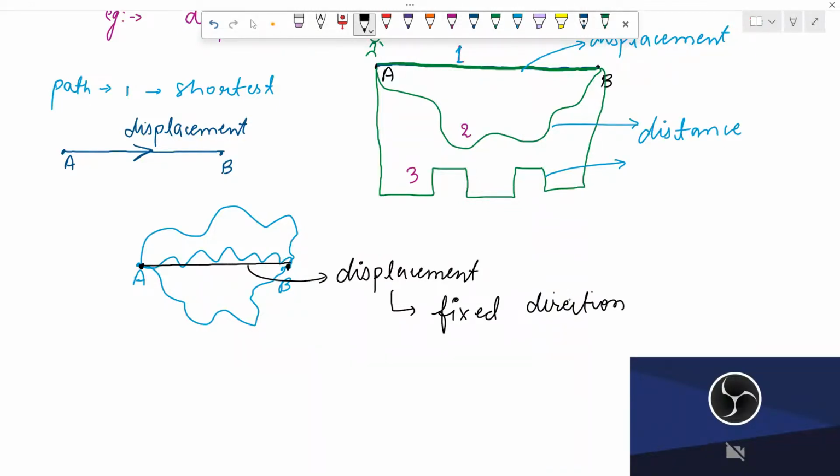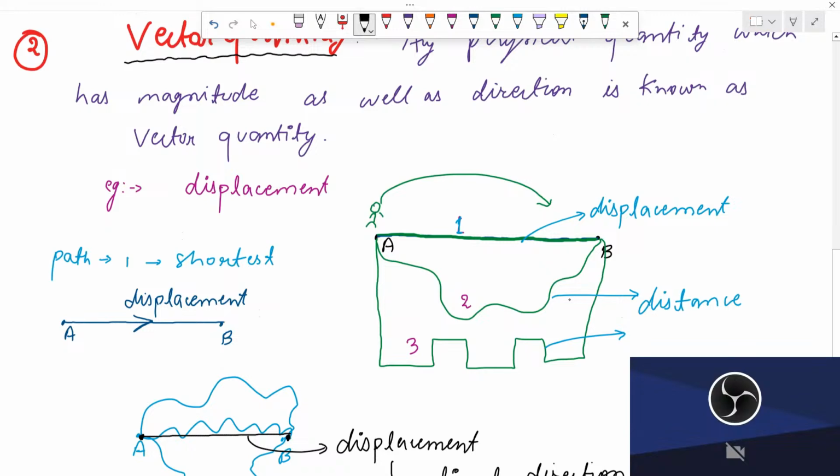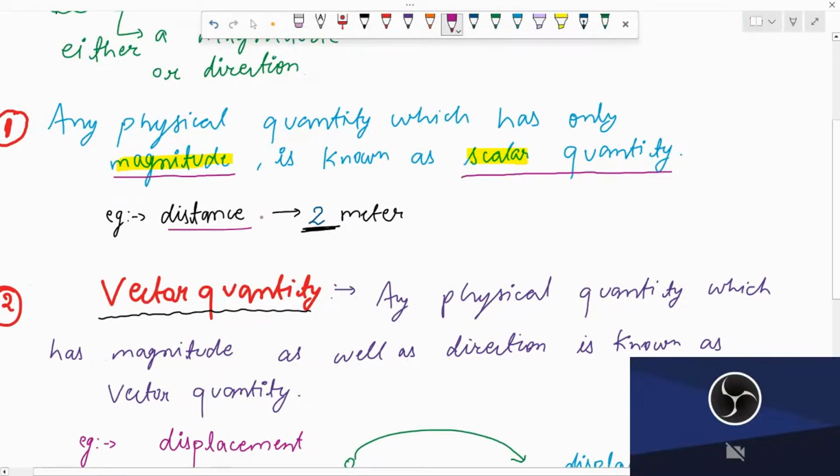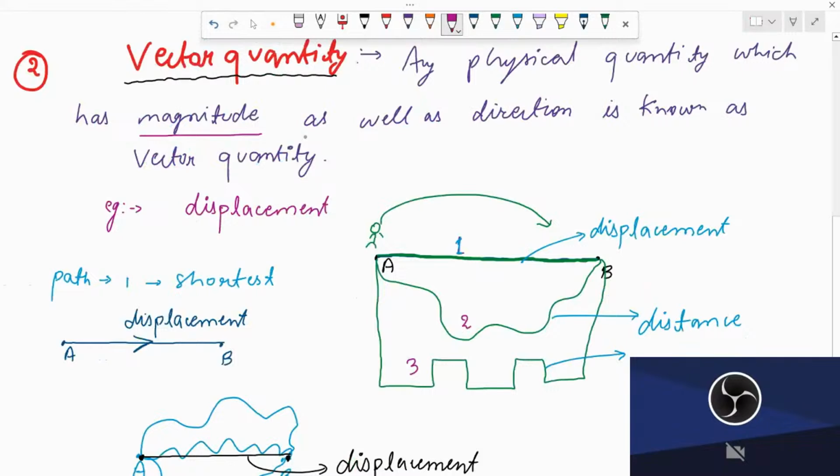So I think I'm clear with the distance and displacement and scalar quantity and vector quantity. Any physical quantity which has magnitude as well as direction is known as a vector quantity. And here we got the example, which was displacement.